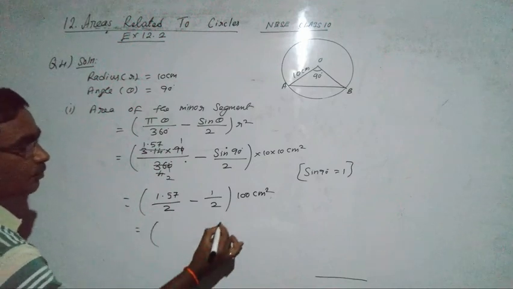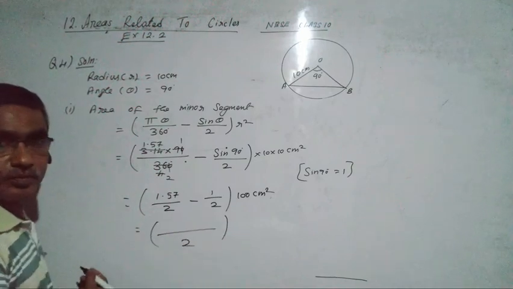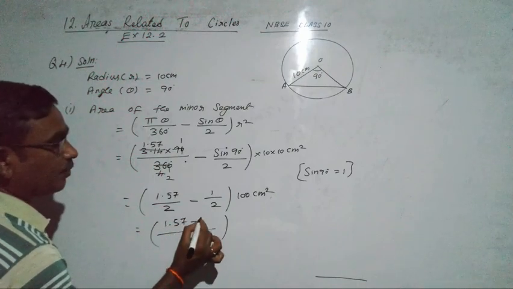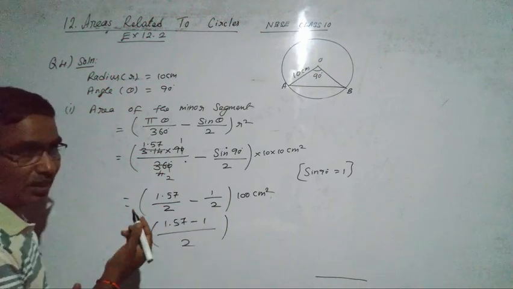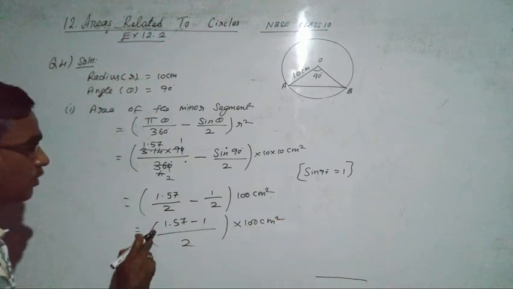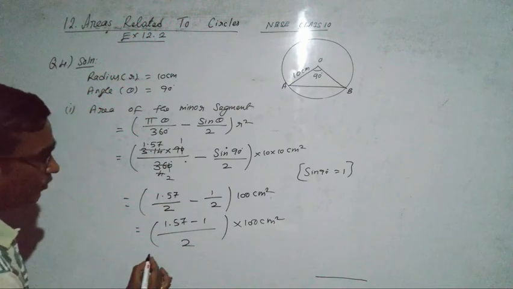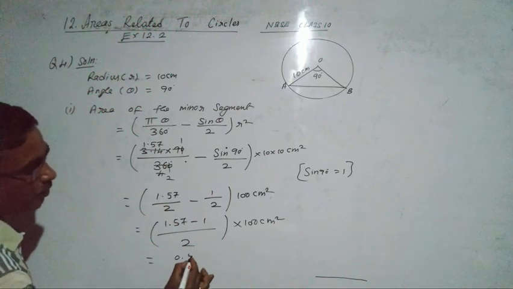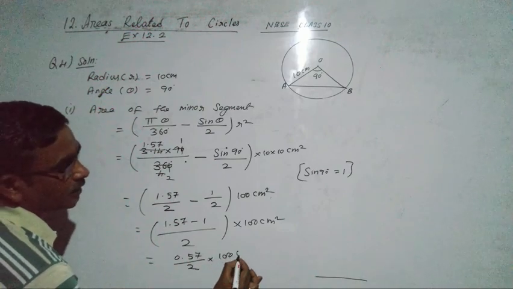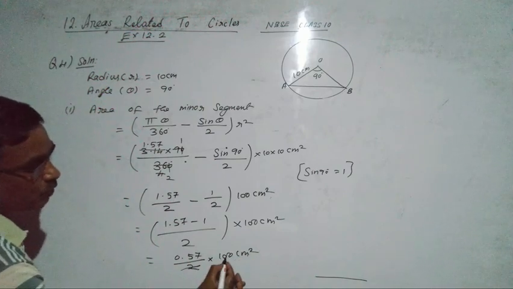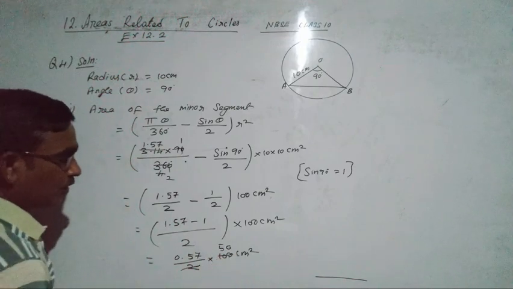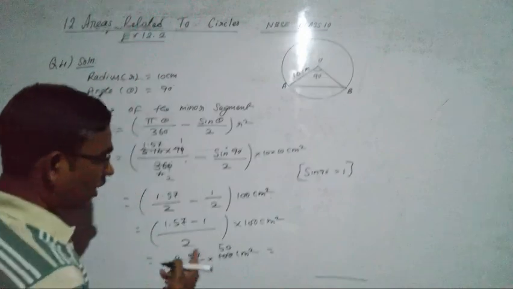So let's take LCM. The LCM becomes 2. So 2 go 1 time, 1 into 1, 1.57 minus 2 go 1 time, 1 ones are 1. That we know. Pi into 100 centimeter square. So let's minus it. 1.57 minus 1 becomes 0.57 divided by 2 into 100 centimeter square. So 2 ones are 2, 2 50s are 100. So let's multiply this one, and 1 0 will come extra.